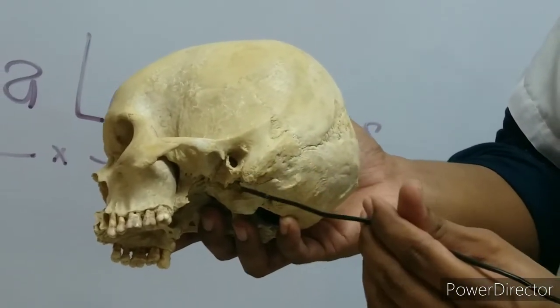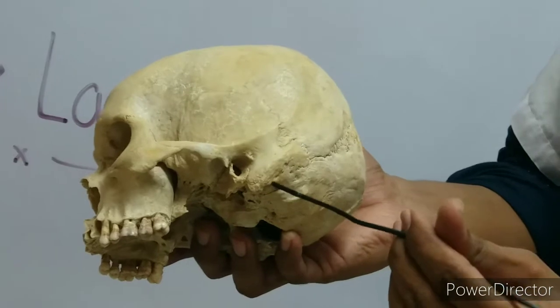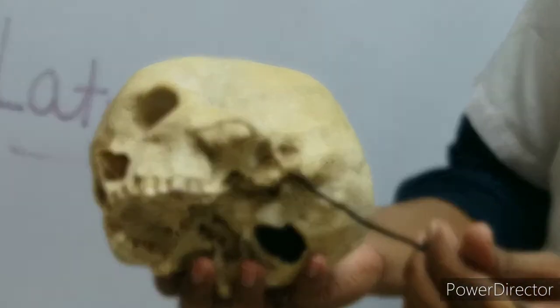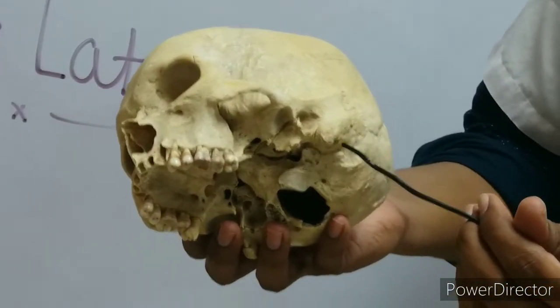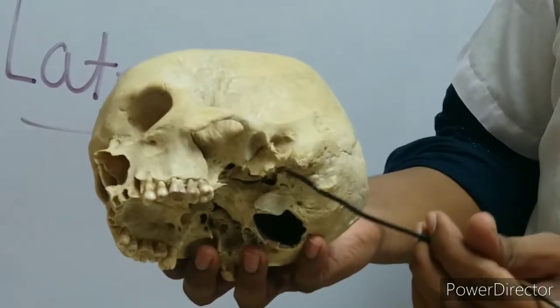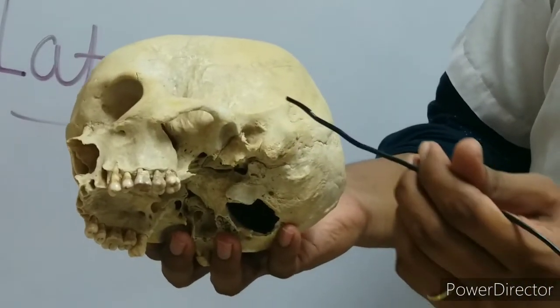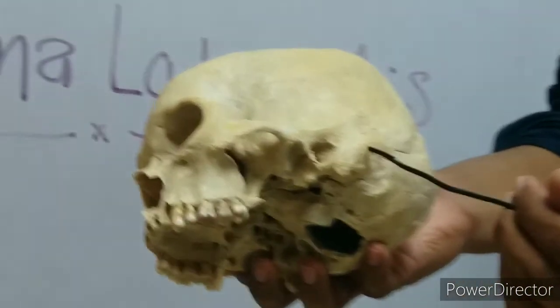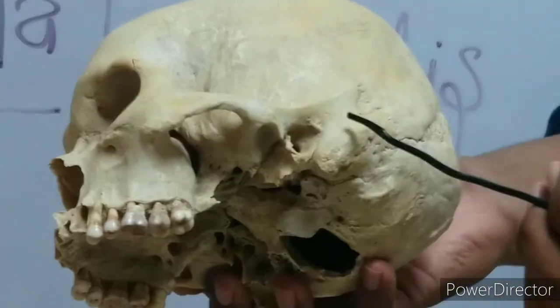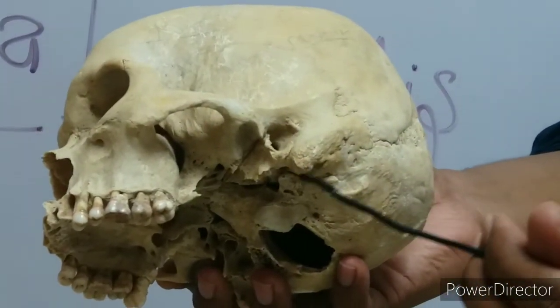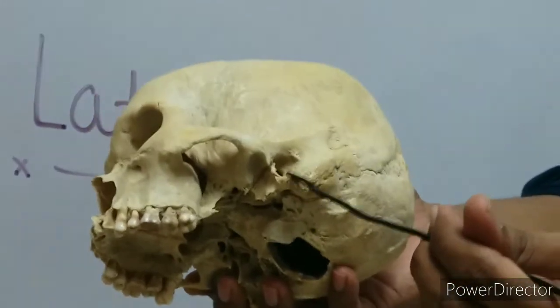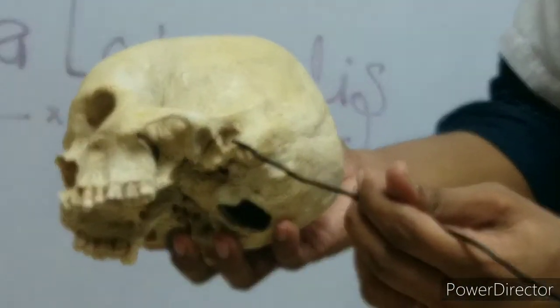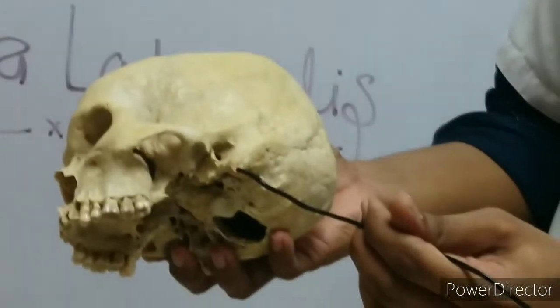Here you can also see the mastoid process. Okay, this is called the mastoid process. It is a projection in the lower part of the mastoid part of the temporal bone. Okay, it appears during the second year of life. So after 2 years of birth, this mastoid process is developed.